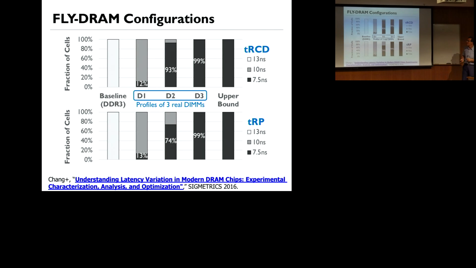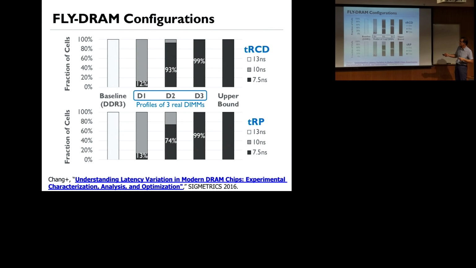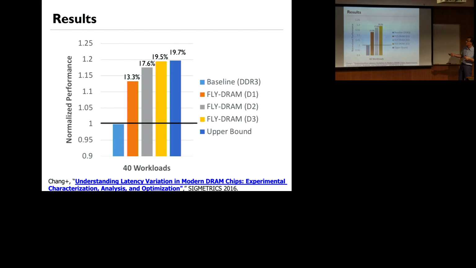Now, if you do that in the memory controller, these are the benefits that you would get. I don't know what happened here. This is supposed to reach 1 over here, but somehow PowerPoint doesn't like that to be aligned. But essentially, this is the baseline across 40 workloads. This DIMM that has this sort of profile, even in that DIMM, you gain about 13% performance. In this other DIMM, you get about 17% performance. In this other DIMM, you get about 19.5% performance. And the upper bound in these workloads is 19.7% if you operate everything at 7.5 nanoseconds.